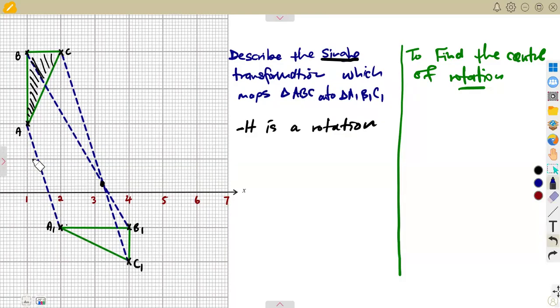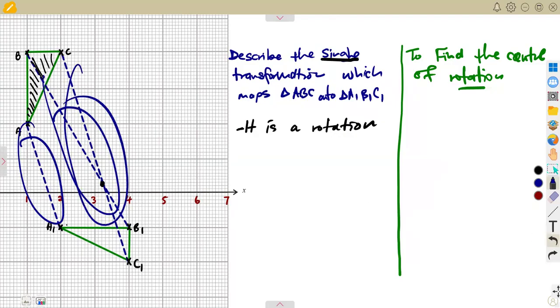In actual sense, you were supposed to bisect all the three lines. You bisect A to A1, B to B1, C to C1. Just like when you wanted to find the equation of the mirror line, you had A and A1, then you had to bisect A to A1. Remember how to bisect the line. But there, you only had to bisect one line, and by bisecting one line, that is your equation of the mirror line. But this time, for a rotation, you were supposed to bisect all the three lines.